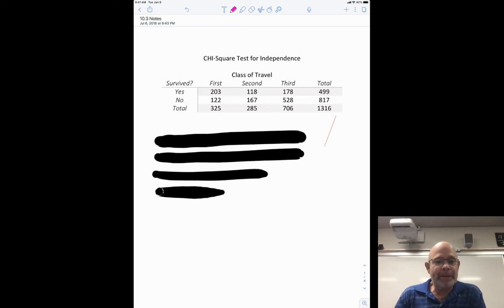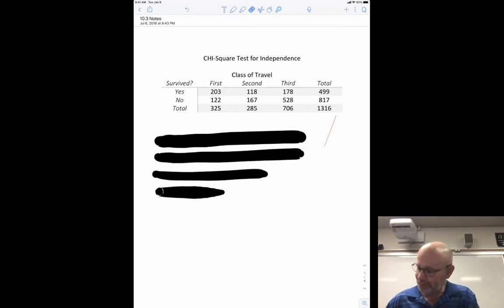All right, hello everyone. Today's lesson is on section 10.3, the last lesson in this chapter. This is another chi-square test, called the chi-square test for independence. It is going to test independence in a better way than we tested it back in chapter 6, which was actually the first chapter for us.